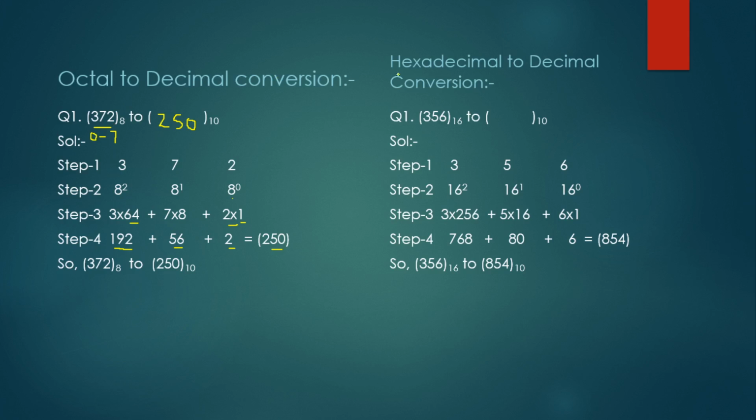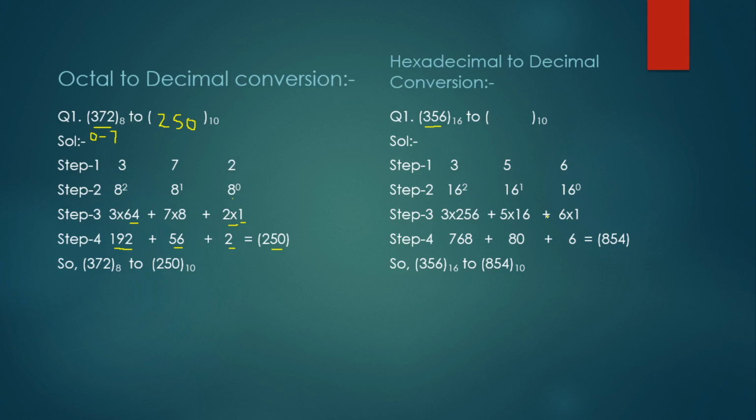Now we want to convert a hexadecimal number to the decimal number system. So this is your hexadecimal number. Step 1 is to write down the number, that is 3, 5 and 6. Step 2 is to write down the positional weight of each digit. So the positional weight of 6 is 16 raised to power 0. Next we have 16 raised to power 1. Next we have 16 raised to power 2.